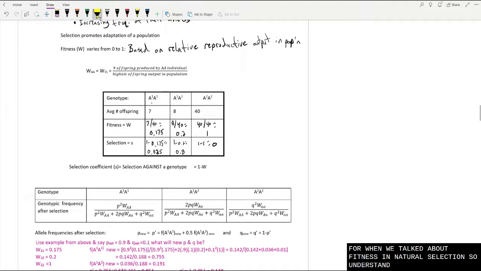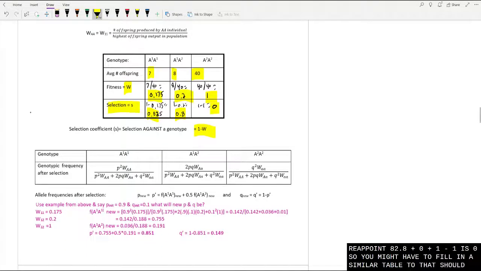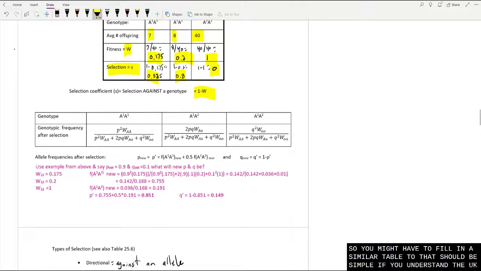So understand this table right here for fitness. If I give you the average number of offspring, the fitness is equal to the number of offspring produced by an individual divided by the highest number of offspring. So here the highest number of offspring is 40, so you do 7 divided by 40, 8 divided by 40, and that gives you your fitness. And then your selection, or S, is determined by 1 minus W, which is your fitness. So then here we have 0.82, 0.8, and 0, because 1 minus 1 is 0. So you might have to fill in a similar table to that. It should be simple if you understand the equations and how you do it.